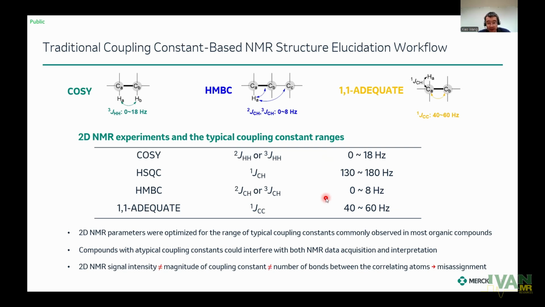So this interpretation is the main reason that generates some misassignment of structures, especially for compounds that have atypical coupling. That means the coupling constant is out of the common range which we set for our common NMR experiments. So compounds with atypical coupling constants give challenges in both NMR data acquisition and interpretation, and misassignment potentially arises from this.